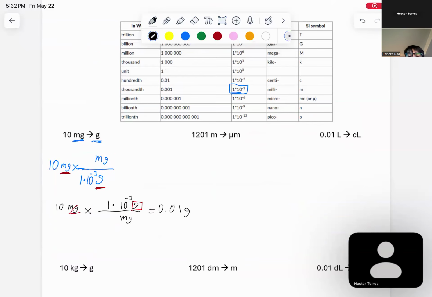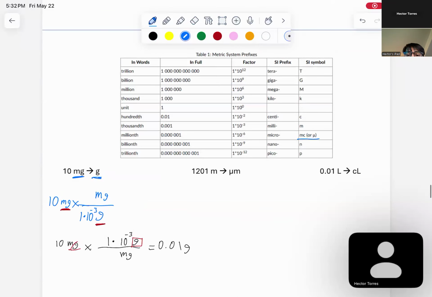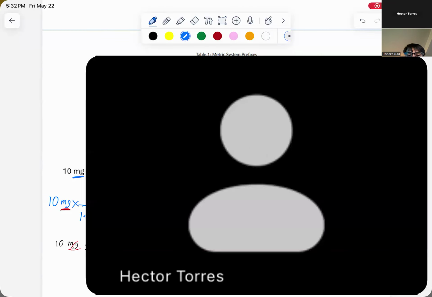Okay, next problem we have is going to be meter to micrometer. Okay, so on here, we can see that micro is right here, micrometer. So we know that I have 1 over micrometer. Okay, and so because we have it that way, let's give myself a little more space. Okay, and so with the meters, we put that 1 times 10 to the negative 6.